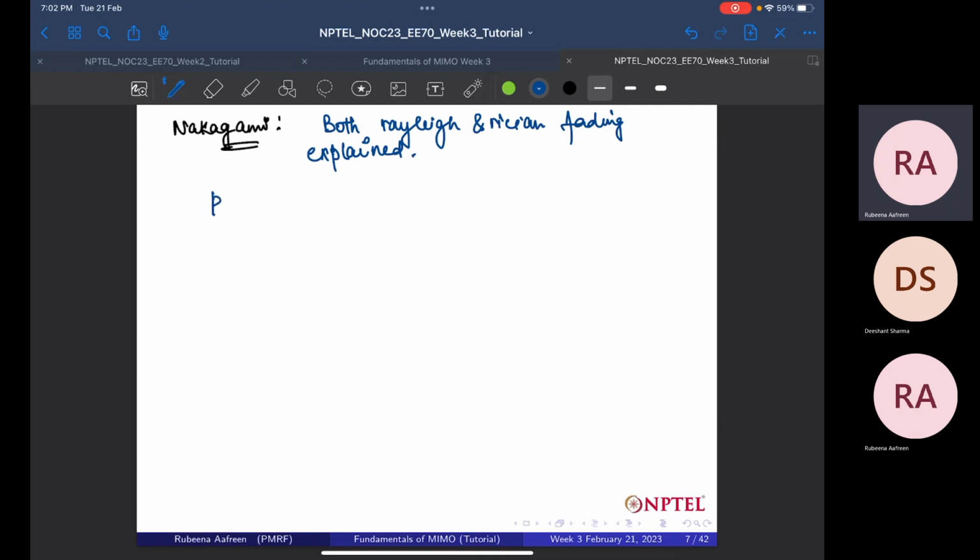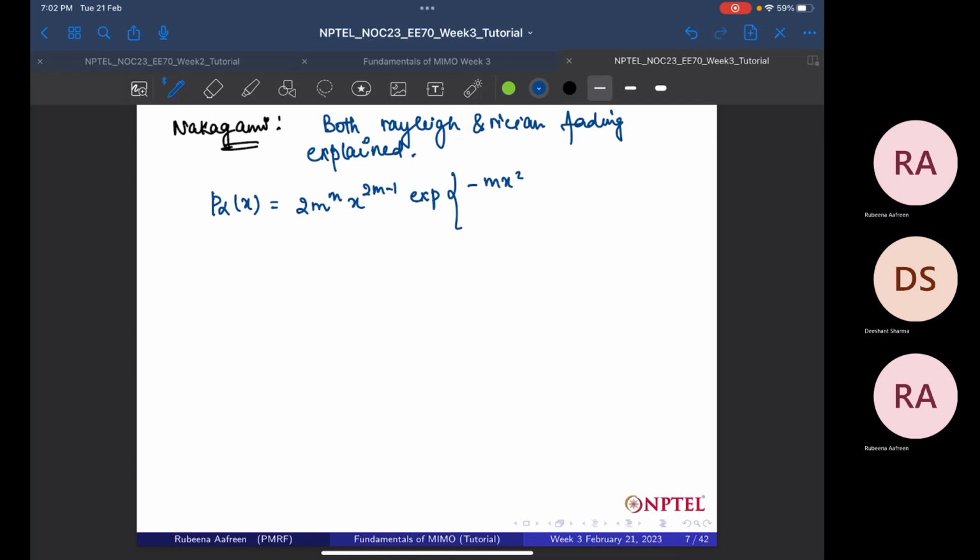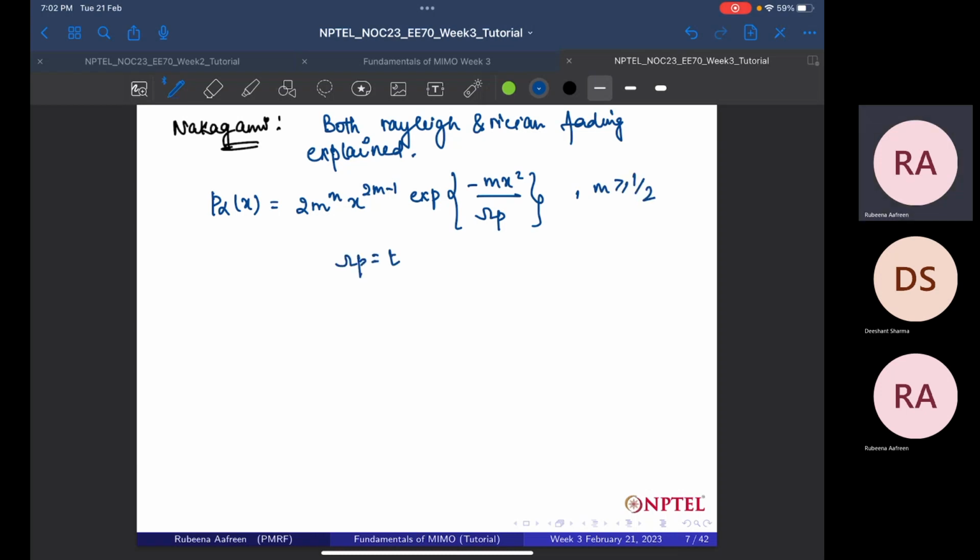So I'm not going into the details because this is not very much used. In the whole communication system, Rayleigh fading channels are sufficient. I'm just explaining these so that you can do the assignments and exams. I will write down the PDF. Omega p is the envelope power, that is, signal strength. Again, there is no need to remember this PDF.